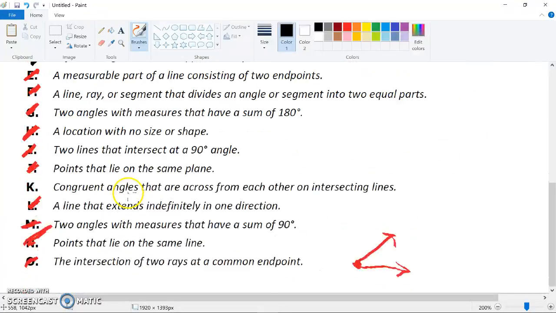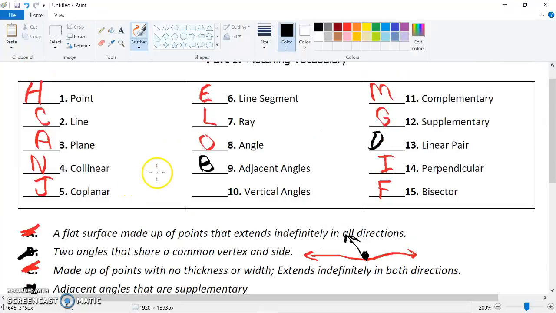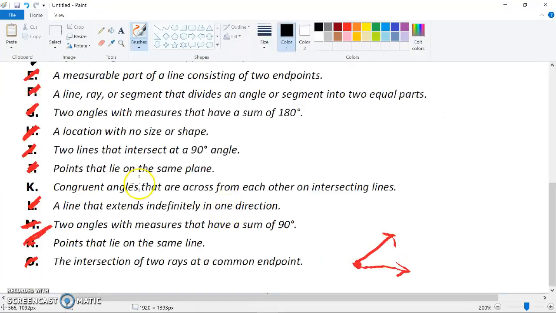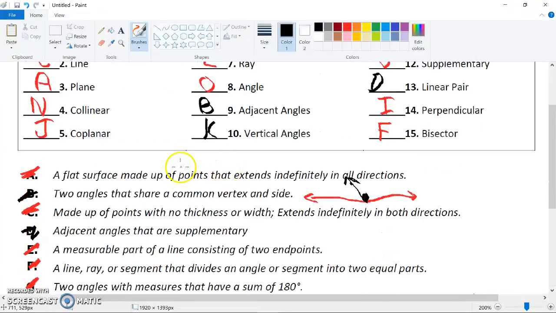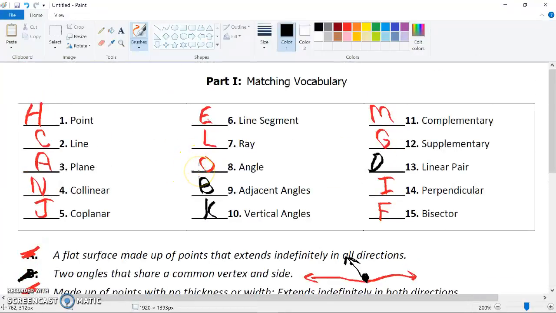And so we're left with the last one, which is K, that we haven't done, and that's 10, vertical angles, which makes sense. Congruent angles that are across from each other on intersecting lines. Here's a picture of vertical angles. Intersecting lines, those are the crossing lines, and they're across from each other, and they are congruent. Okay, so K is number 10.